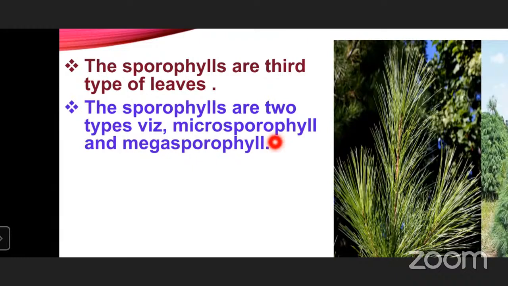Inside the microsporangium, microspore mother cells are present. These microspore mother cells divide meiotically and form microspores or pollen grains.